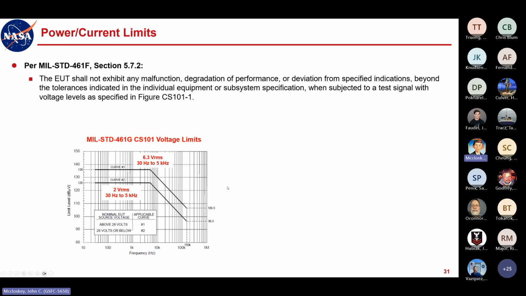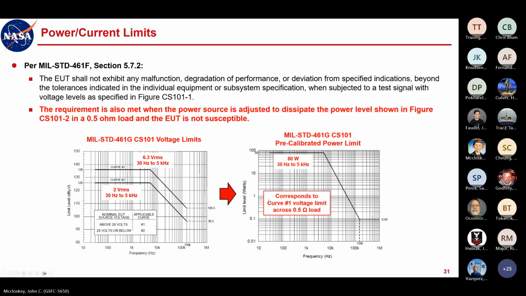But the voltage limit is only part of the limit. If you're only specifying a voltage limit, it's an incomplete requirement. There is always effectively a current limit. The default is that it is specified as a power limit, and I'll talk about what this means because it can be a little confusing. That the requirement is also met when the power source is adjusted to dissipate the power level shown in the figure into a half ohm load, and the EUT is not susceptible. So we'll talk at length about what this means, because the wording is less than ideal, but bear with me and we'll go through this.